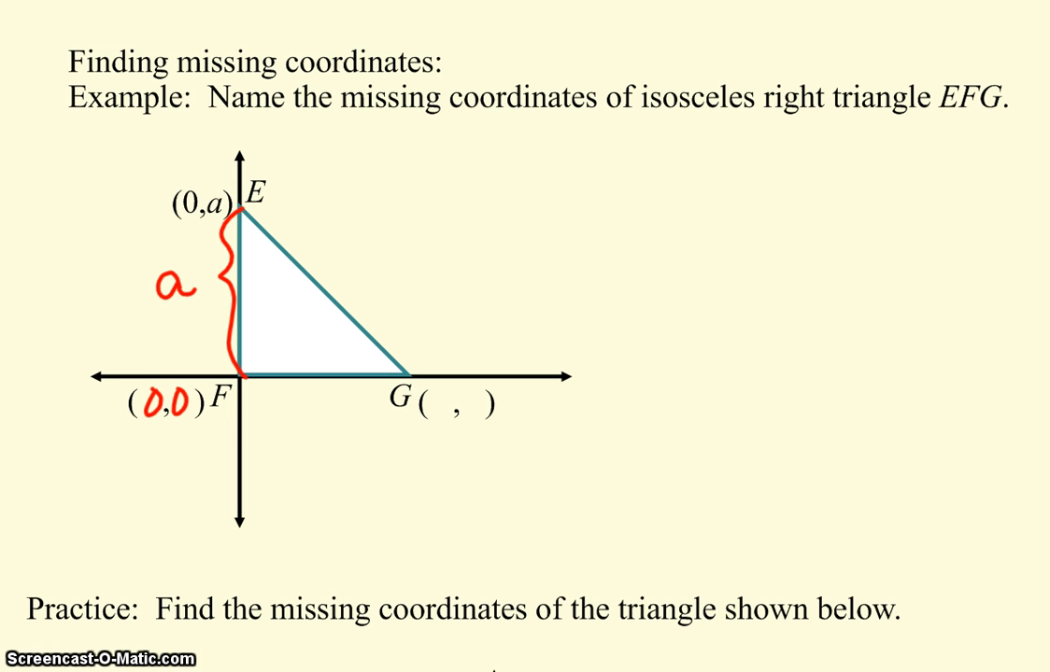If it were just any old triangle, I could pick a variable for my x value, but this happens to be an isosceles right triangle, which means the two legs have to be exactly the same length. So if from F to E is a units, then from F to G is also a units. That means I traveled a units to the right, so my x coordinate is a, and 0 units up, so my y coordinate is 0.